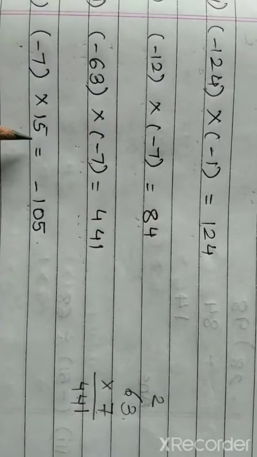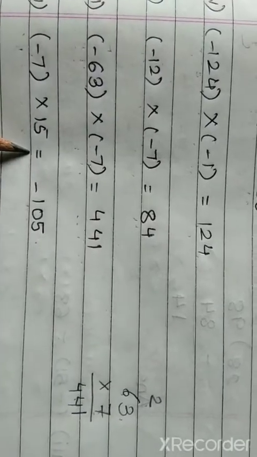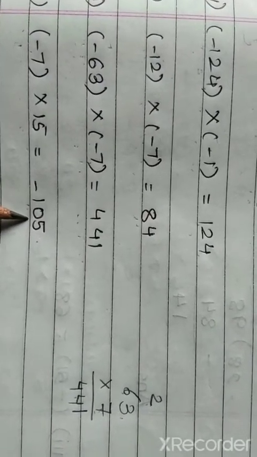Again minus, here there is no sign, that means it has a positive sign. So minus multiplied by plus is minus. Hope this part is clear.